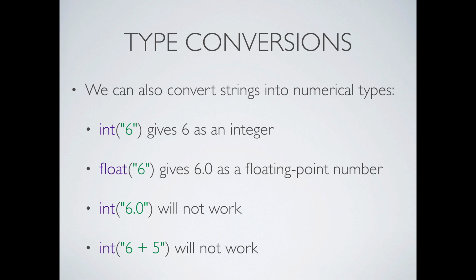Another thing to keep in mind is you can't do a type conversion like int parentheses string 6 plus 5. You can't do that. The string doesn't know how to do math calculations. So you'd have to individually convert a string that just has 6 in it and a string that just has 5 in it, and then do the math calculation after. Alright, so just make sure that whatever's inside your string, if you're trying to convert it to an integer or floating point number, that it makes sense to become an integer or floating point value.